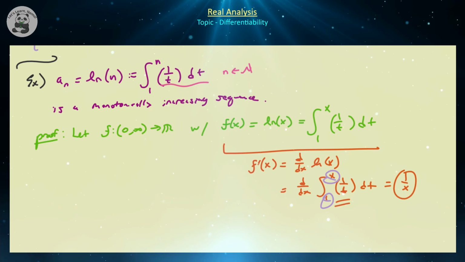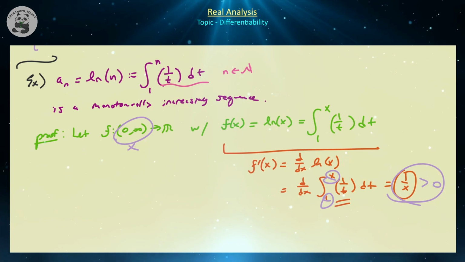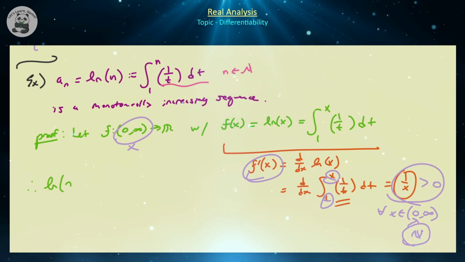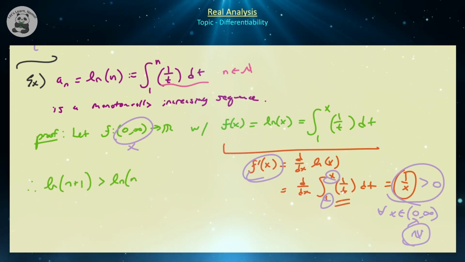Once we see that, keep in mind that x belongs to 0 to infinity, so that means 1 over x is an always positive number for all x in 0 to infinity. If that is the case, the natural numbers, which are a subset of 0 to infinity, also satisfy this. So we have that the derivative is always positive on the natural numbers, which means that this is a monotonically increasing sequence. Then we can go back to the definition of monotonically increasing sequences, at least what we had before, in particular that the natural log of n plus 1 will be strictly greater than the natural log of n, and that's going to be true for all natural numbers n.